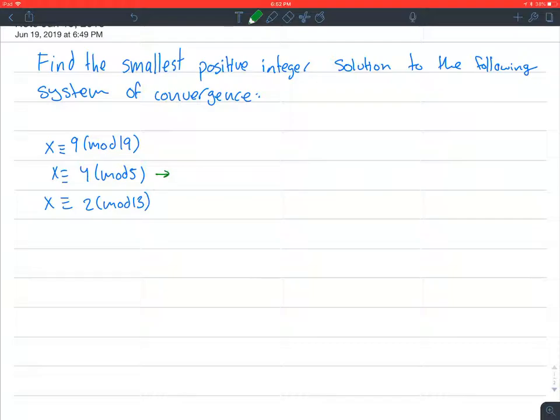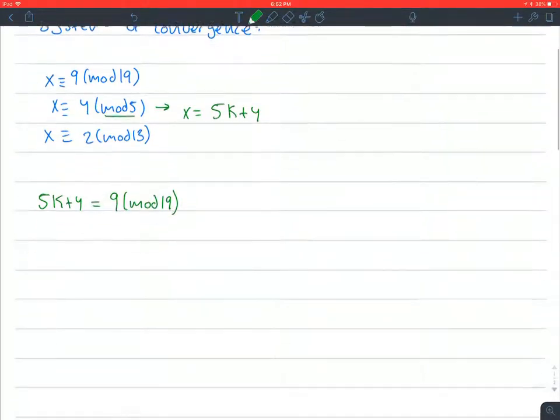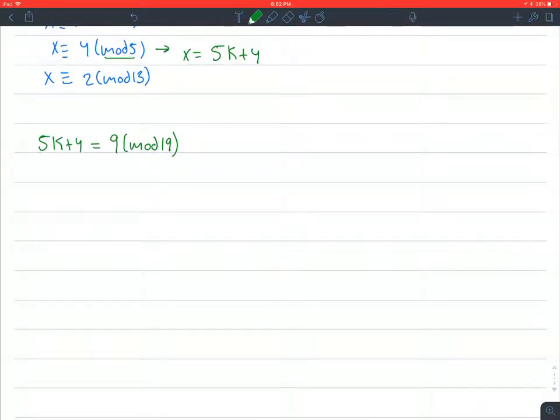I'm gonna rewrite this as x equals, and then you just take whatever is like this 5 mod 5, you can put the 5, let's just call k the variable, and then plus 4. So now I can set this x equal to either equation. I'm going to set it equal to the mod 19. So 5k plus 4 equals 9 mod 19. So now I'm going to solve to get k by itself. So I have 5k equals 5 mod 19.